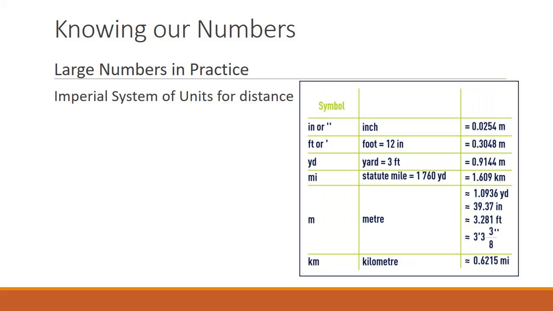Now we can see the imperial system of units, which is used mainly in Europe. You can see inch is the unit to measure distance, then foot. 12 inches make 1 foot. Then 3 feet make 1 yard. 1760 yards make 1 statute mile, then meter and kilometer. So these are the imperial system of units for distance.